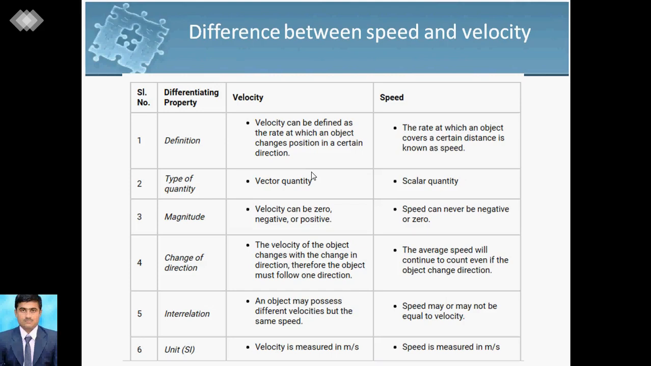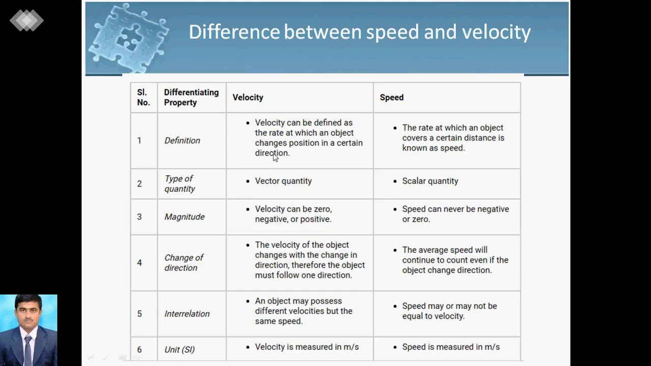The first difference is that velocity is defined as the rate of change of distance with respect to time, but in a certain particular direction. But in the case of speed, it is the rate at which an object covers a certain distance. So the next difference is vector.